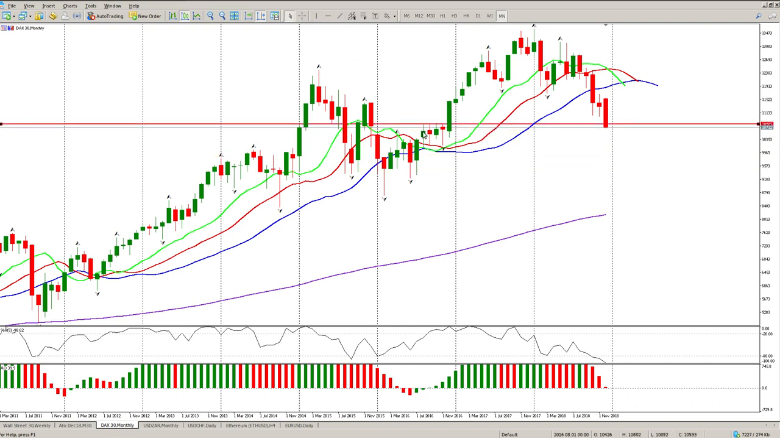So the first one was these three inside tails here. See them there? And we are below that at the moment. The next one is this fractional level there.